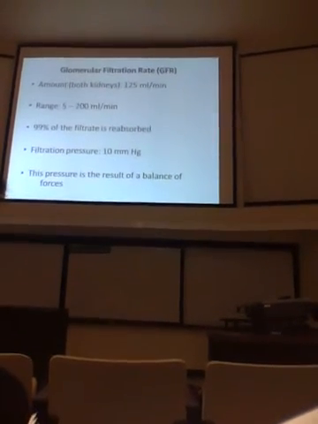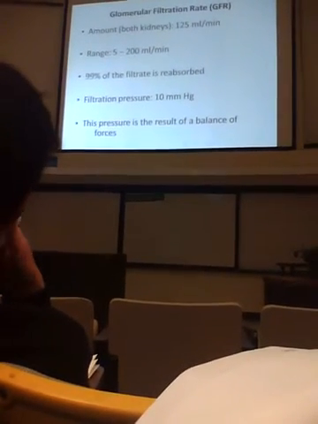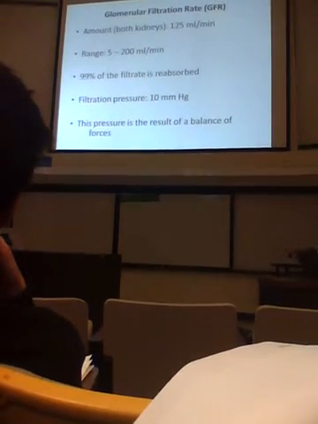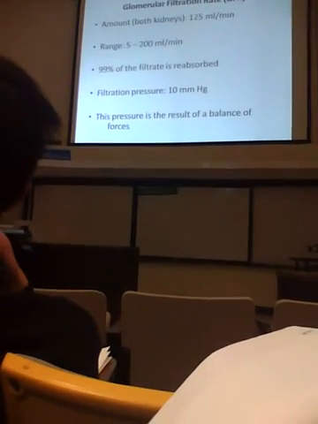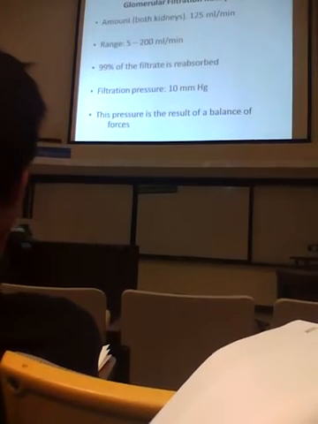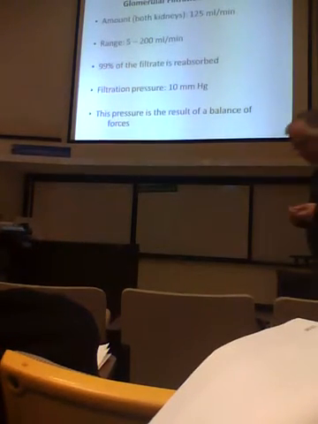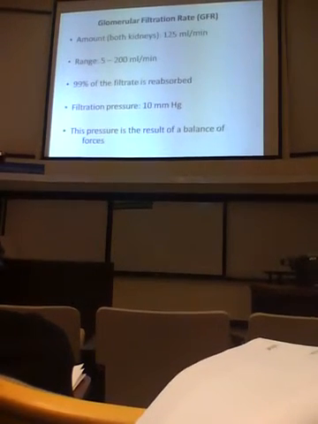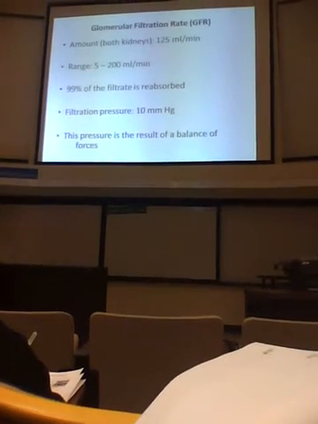Anyway, what's my point here? Thank you for that. But 125 mils per minute of filtrate is formed. Are you peeing out 125 mils per minute? I'm not. No. You don't pee out 125 mils a minute. What you pee out is about 1 mil per minute, or at least 1 mil per minute ends up in your bladder. And so 99% of this filtrate is reabsorbed.